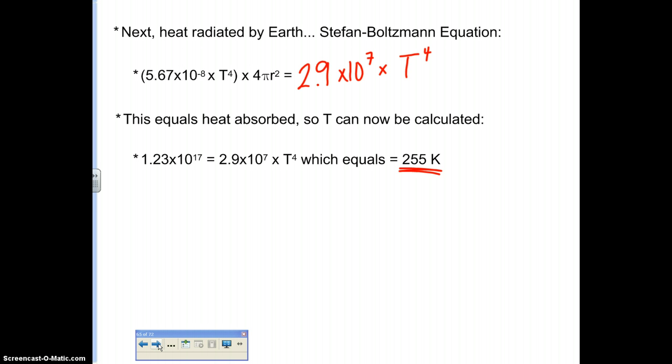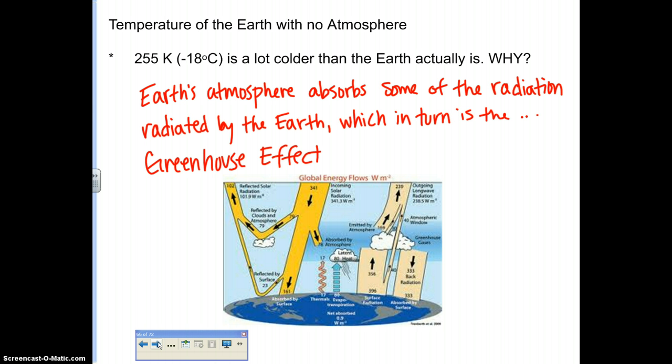Next, for heat that's radiated by the Earth, we would use the Stefan-Boltzmann equation. So from this, you would get 2.9 times 10 to the 7th times your temperature to the fourth power. This equals heat absorbed, so T can now be calculated. By calculating that, if there was no atmosphere, the average temperature on Earth would be 255 Kelvin. Well, that's negative 18 degrees Celsius, which is pretty darn cold, right?